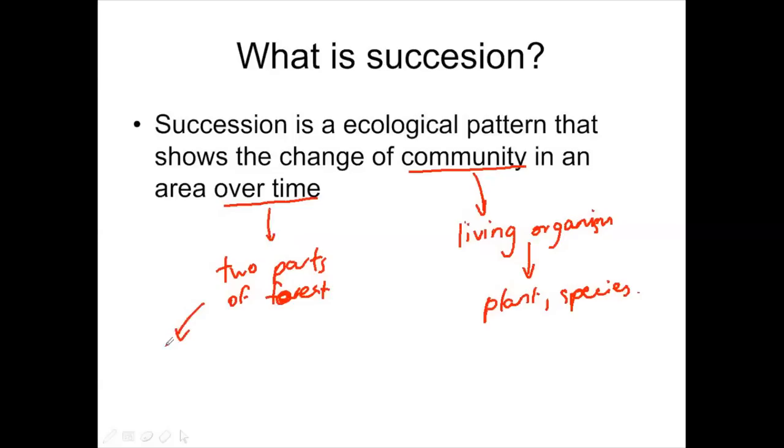So the first part of the forest is a Kunuka. It's a mature Kunuka forest. The second part of the forest is our broadleaf and podocarp. I'm just going to use the abbreviations PC for podocarp and BL for broadleaf during my YouTube video today.